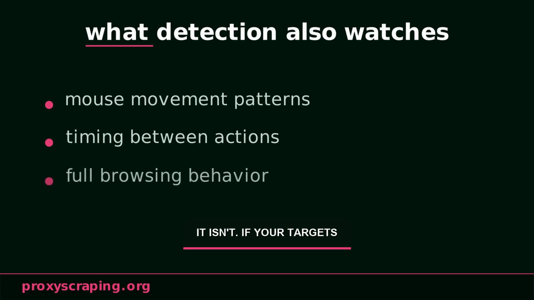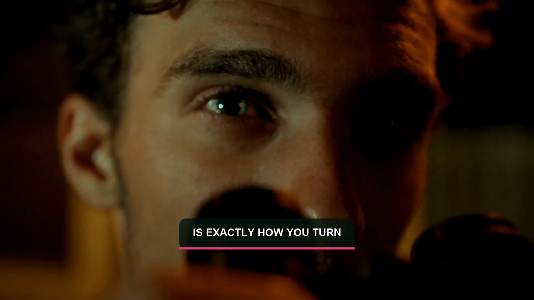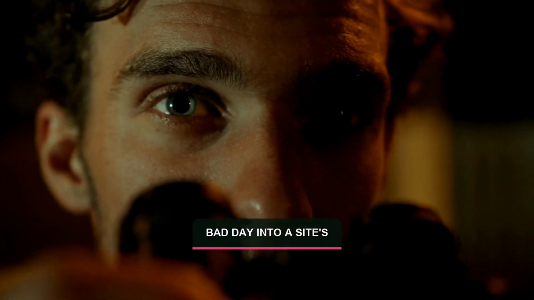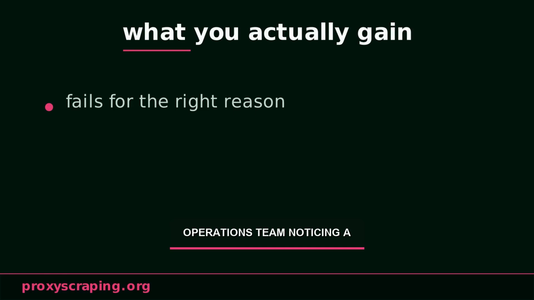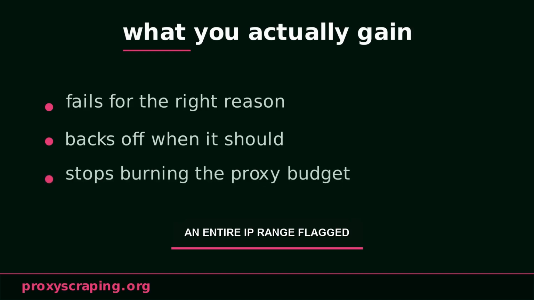it isn't. If your targets are throwing a lot of 503s at you, look at your own retry logic before you touch the proxy pool at all. Aggressive, immediate retries fired across a big pool during a 503 storm is exactly how you turn a site simply having a bad day into a site's operations team noticing a very specific, very coordinated looking traffic pattern spiking right when they're already struggling. That's not a good place to end up, even completely by accident. And it's the kind of thing that gets an entire IP range flagged for everyone using it, not just you.